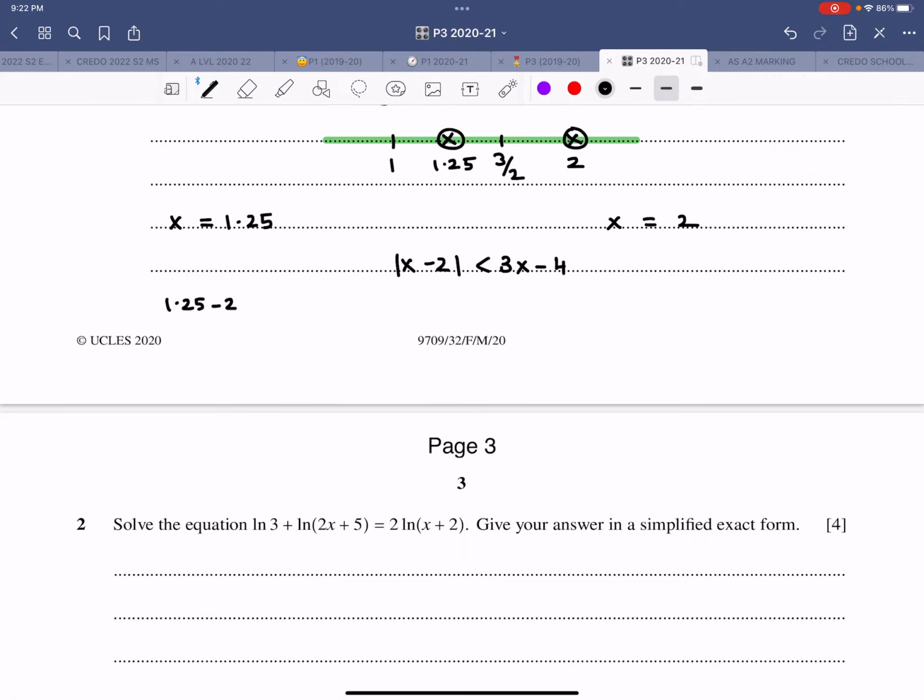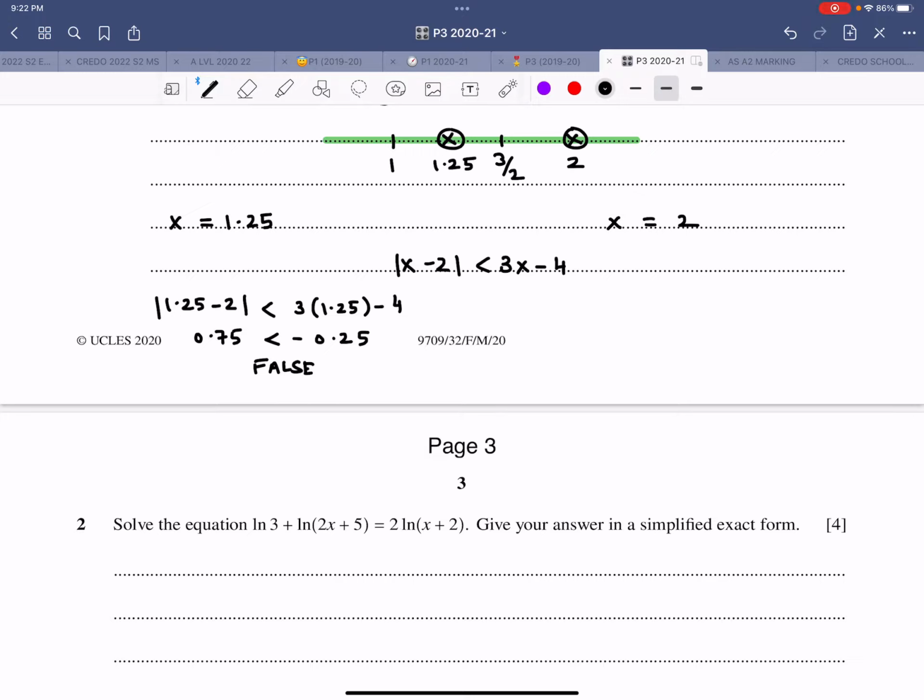When I plug in 1.25, modulus of 1.25 minus 2 is 0.75. Is it less than 3 times 1.25 minus 4? So that is 3.75 minus 4, which is negative 0.25. Is this true? No, this is false. So that's the first thing that I have done. That means this particular region is false.